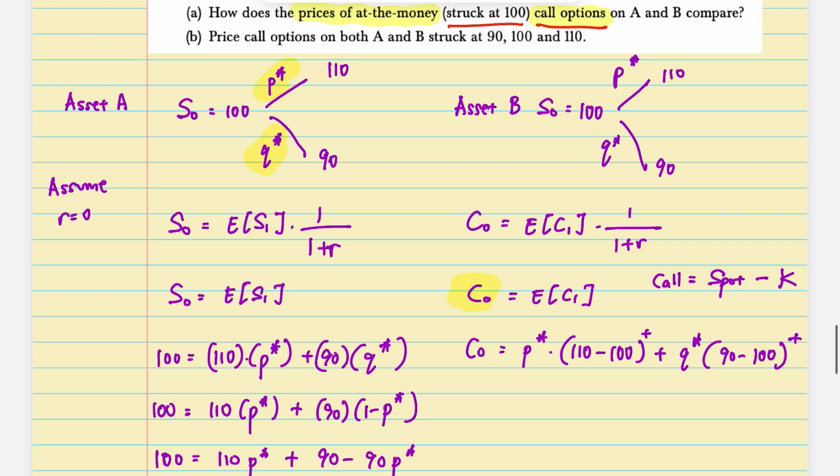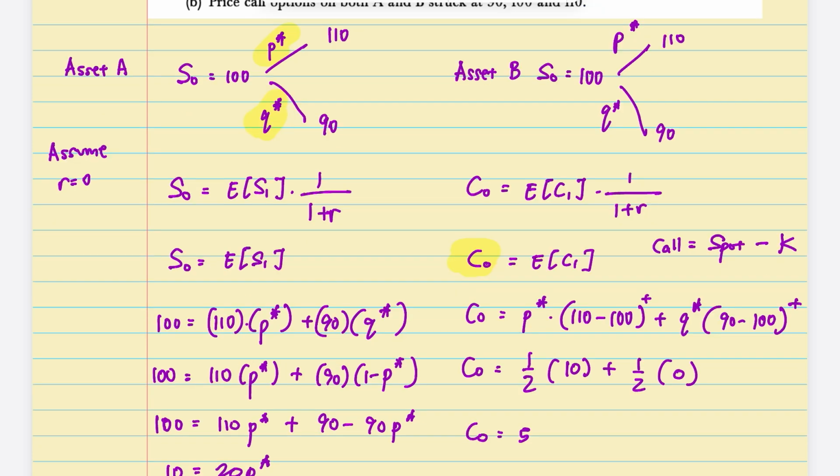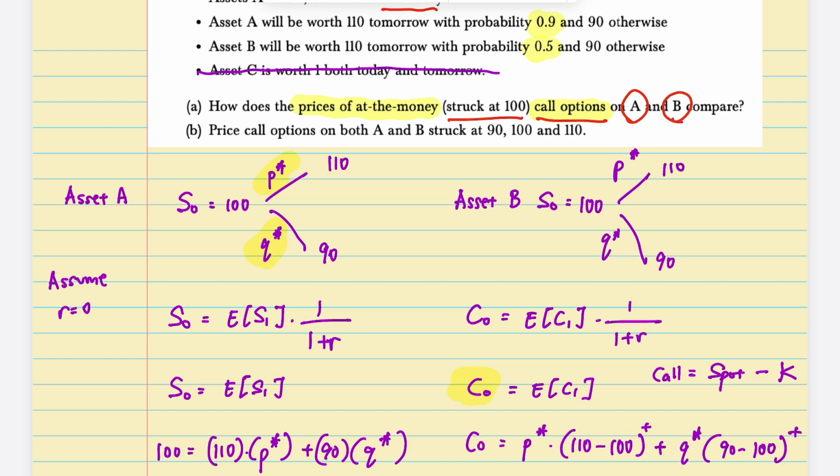So let's continue. This is half times 10 plus half times 0, because it will never be negative. Then our call option will be $5. The question is asking about the call options on A and B, so both A and B will have the same value. Why? Because they are both struck at the same price, which is $100.